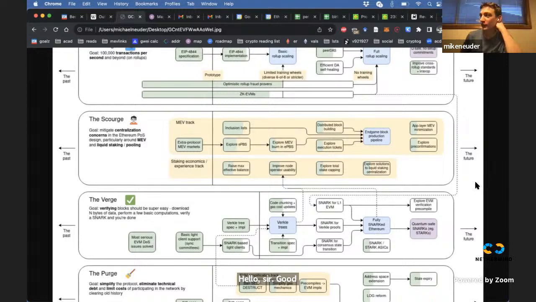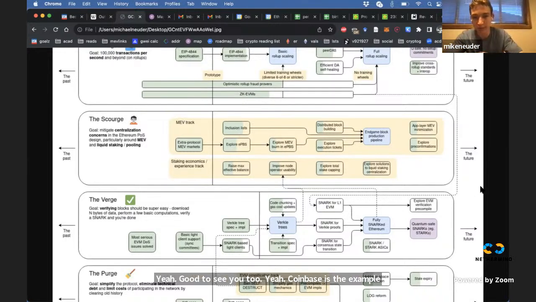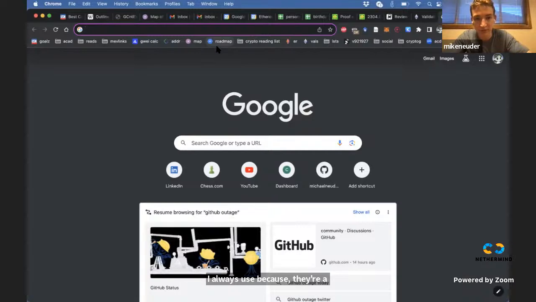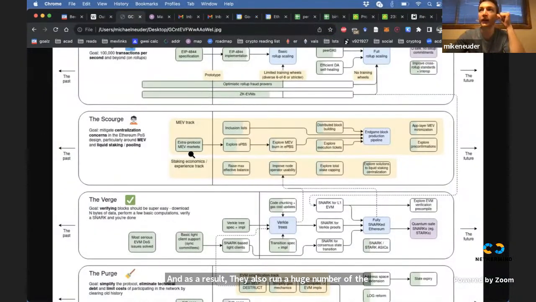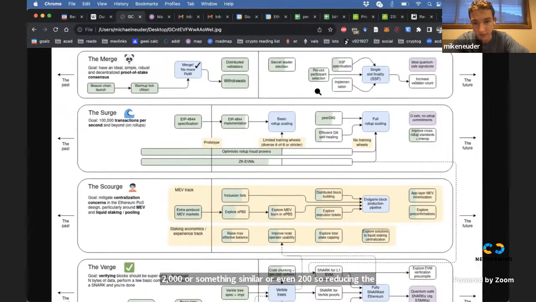Yeah. Coinbase is the example I always use because they're a single entity that runs a huge amount of the stake. And as a result, they also run a huge number of the validators. So allowing them to have a single validator with more stake than 32 ETH could allow them to consolidate. I think they're probably at around 200,000 validators. They could consolidate that down to maybe 2,000 or something similar, or even 200. So reducing the number of validators is a huge step towards getting single slot finality.